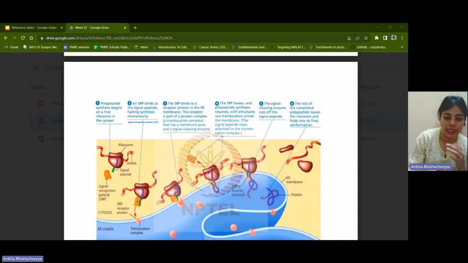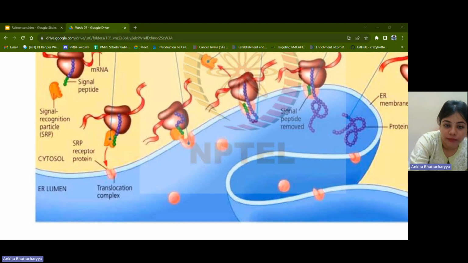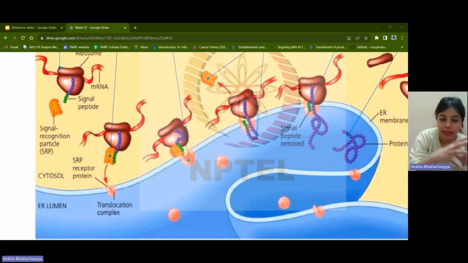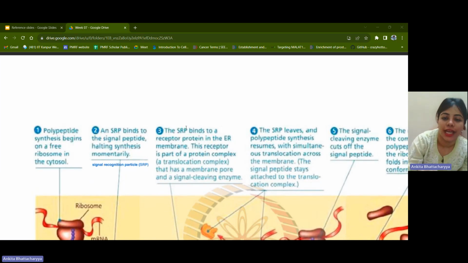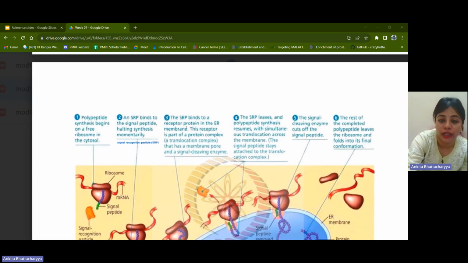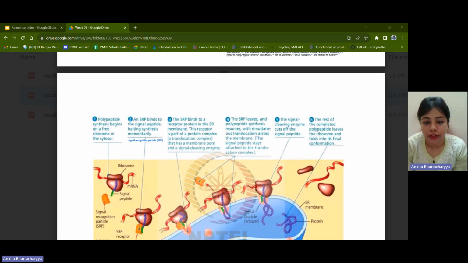So the SRP receptor, if I zoom in here, orange is your SRP receptor, which is bound to this part of the translocation complex. And as you can see, it is bound to this green signal peptide as well. So this entire docking has occurred. After this, the SRP, or signal recognition particle, would leave after this recognition process has been carried out, and polypeptide synthesis would once again resume.